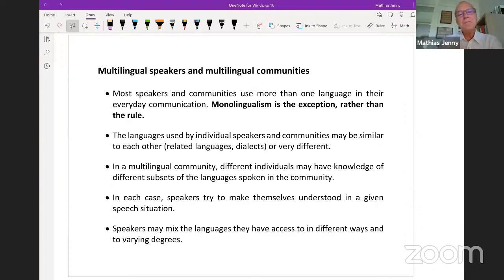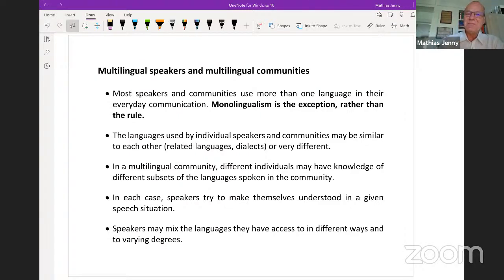Now, you may think that multilingual speakers or multilingual communities are an exception. You may think that one individual normally speaks one language, but this is not the case. Actually, monolingualism is the exception. It's not the rule. Across the world, most people do, at least to some extent, have some multilingualism. That means you are exposed to or you use more than one language in your everyday communication.